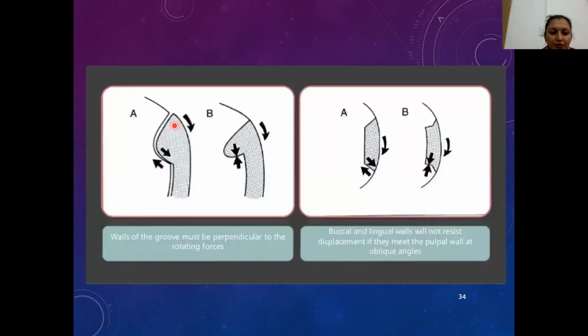As you can see in this picture, this groove doesn't have a definite lingual wall. So this can lead to loss of retention. On the other hand, this groove with a definite lingual wall can resist the rotational forces. Similarly, buccal and lingual walls will not resist the displacement if they meet the pulpal wall at oblique angles. On the contrary, if they meet the pulpal wall at an angle of 90 degrees and then a bevel is given, the retention would be much more.